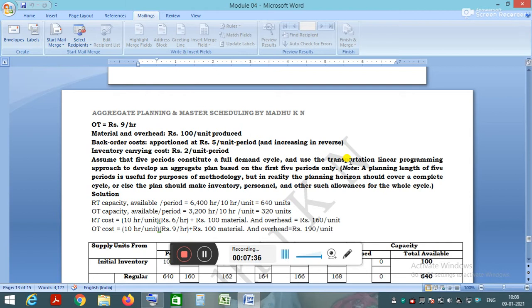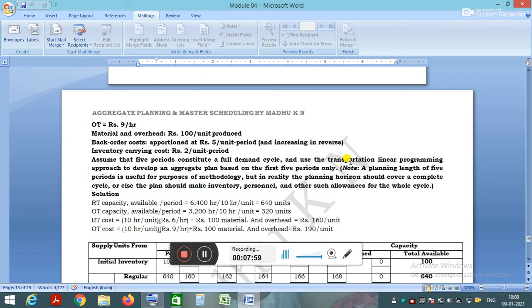Similarly, if we utilize the overtime completely we can produce 320 units, because 3200 hours were available as OT hours and 10 hours is required to produce one calculator. Therefore 320 calculators can be produced using OT hours in 1 month.